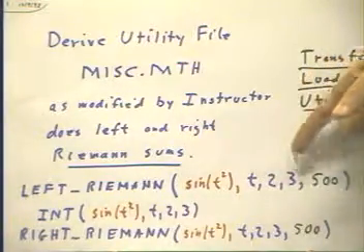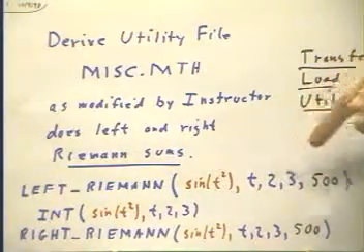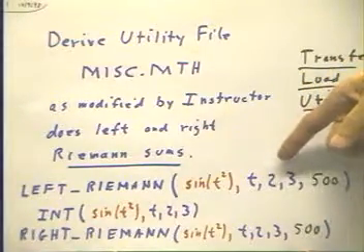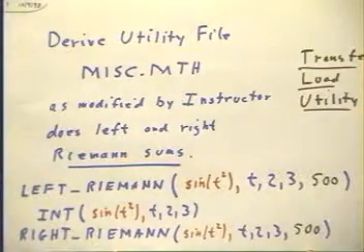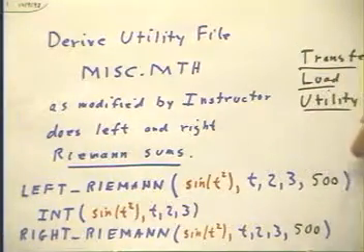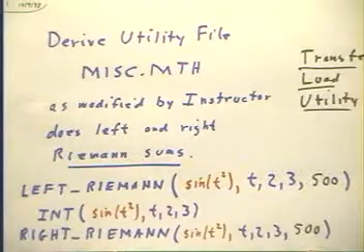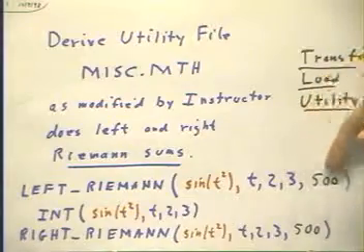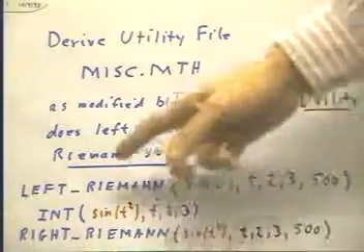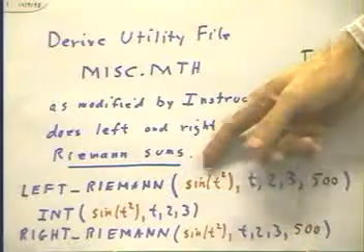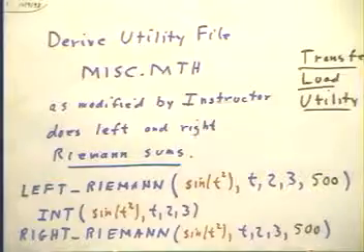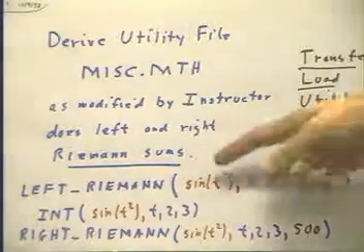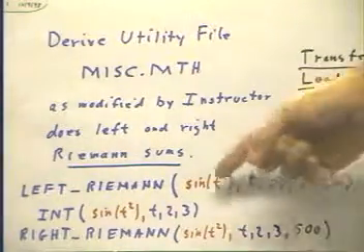So we would put it in like this: t comma 2 comma 3. You have to tell it what the variable is, what the left endpoint of the interval is, and what the right endpoint of the interval is. Then we'll say 500. The 500 indicates that we want to do 500 subdivisions. We're going to divide the interval from 2 to 3 into 500 subdivisions and do a left Riemann sum of the sine of t squared with those 500 divisions. That's of course going to give us a pretty good approximation to the area under the curve.